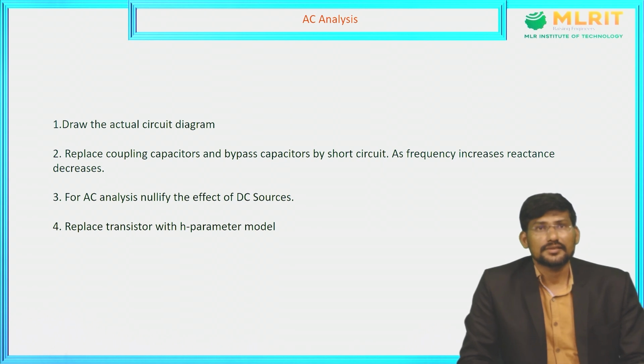For AC analysis, we have to draw the actual circuit diagram of the common collector amplifier that we just now did, and now replace the coupling capacitors and bypass capacitors by short circuit, because as frequency increases, reactance decreases. For AC analysis, nullify the effect of DC sources and replace the transistor with the H parameter model.